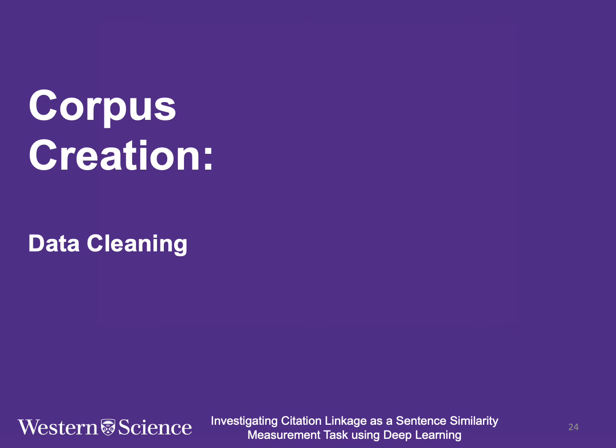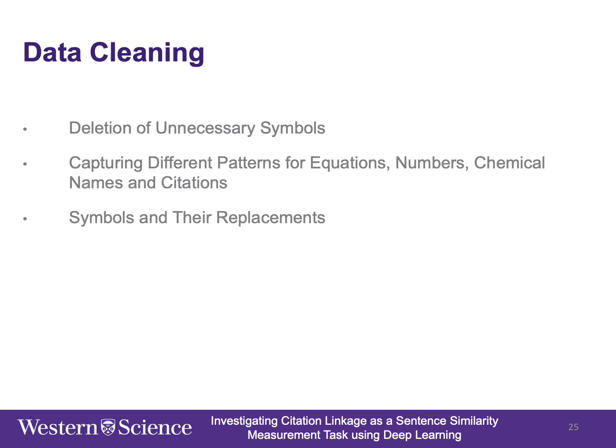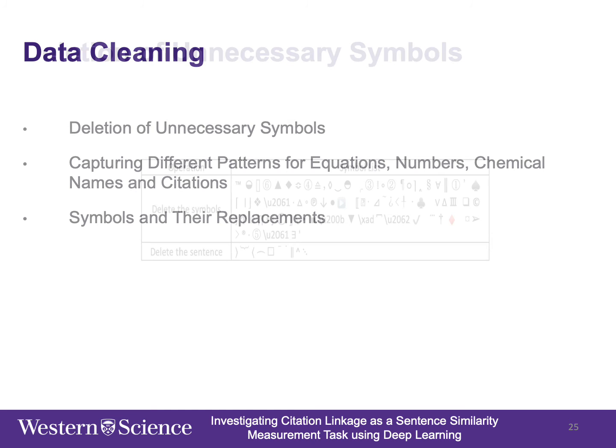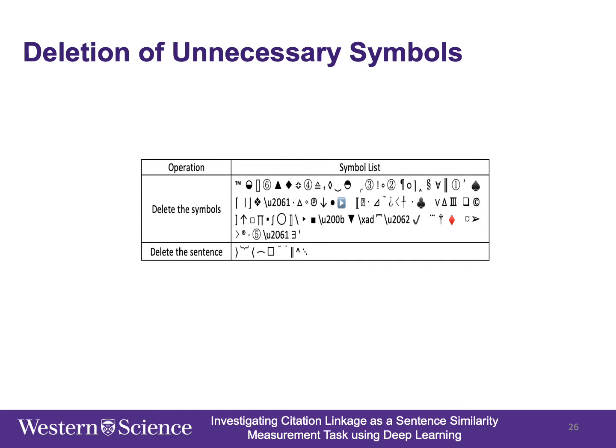Now I'm going to talk about the data cleaning process, because this data is from multiple sources. For the cleaning of the data, at first we had to delete the unnecessary symbols, then we captured different patterns, and finally the symbols and their replacements. The symbols in the very first row are not necessary in terms of semantics, so we just deleted those symbols, and the symbols in the second row come only with equations, so we just deleted the whole sentence.